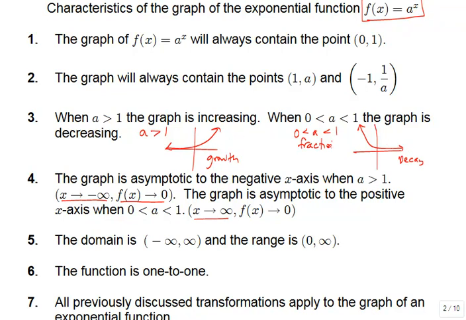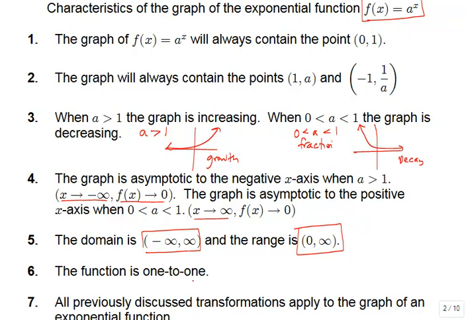What's the domain of both of these graphs? Well, the domain is always all reals. You can plug in any x value you want, and you'll always have something that exists. What's the range of these graphs? No matter what base you have, both of these are asymptotic to y equals 0. So they never actually hit 0, and all these y values are positive. So our range is 0 to infinity, not including the 0.